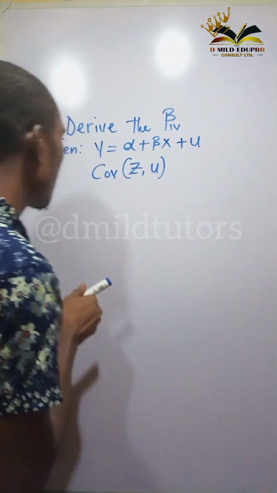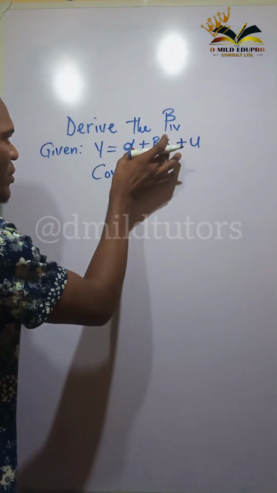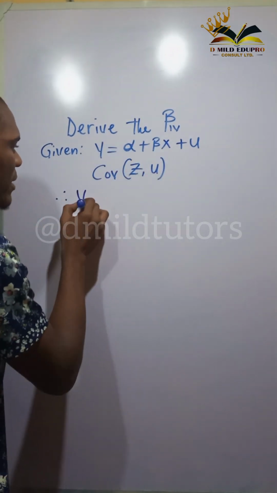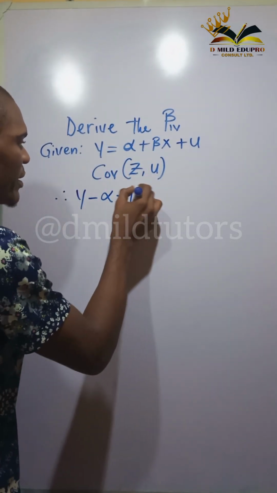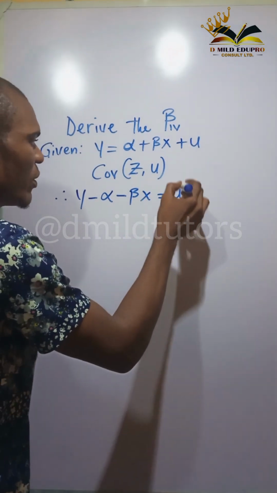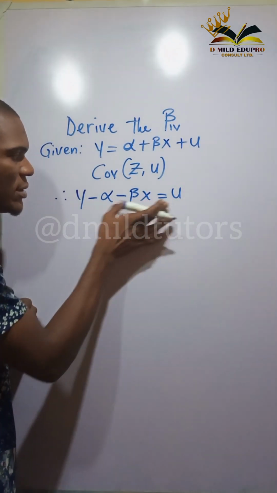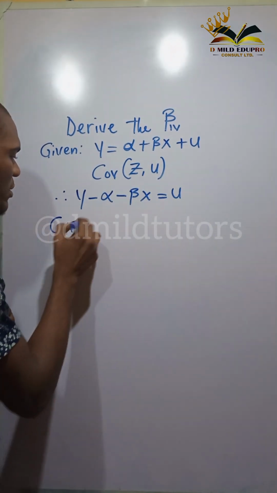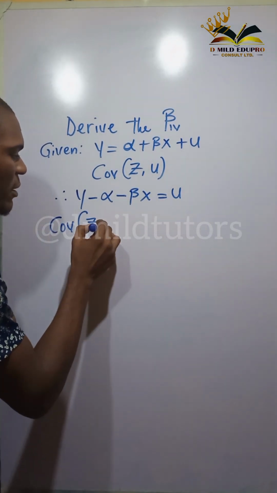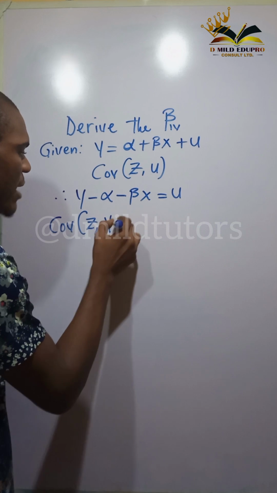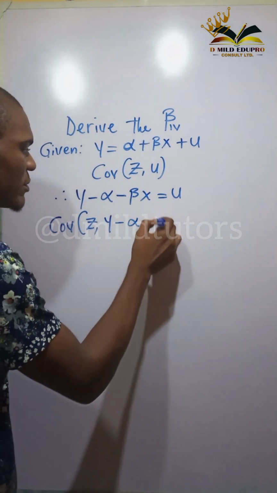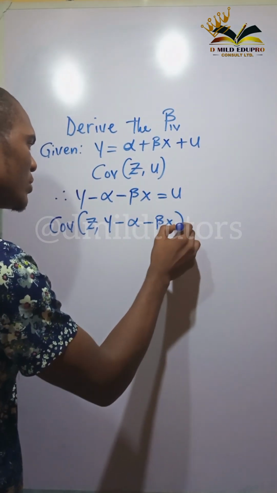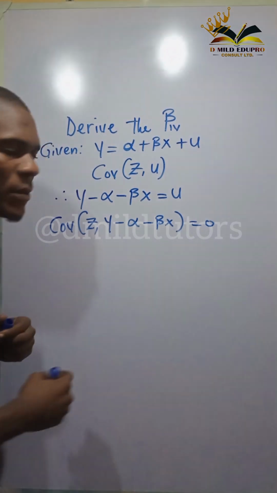To make that the subject, we have to move all this and say, therefore, y minus your alpha minus your beta x equals your error term. So this is equal to u, now we'll replace it. All right, so we'll now have the covariance of your IV, then y minus your alpha minus your beta x, close your bracket, let's equate it to 0.